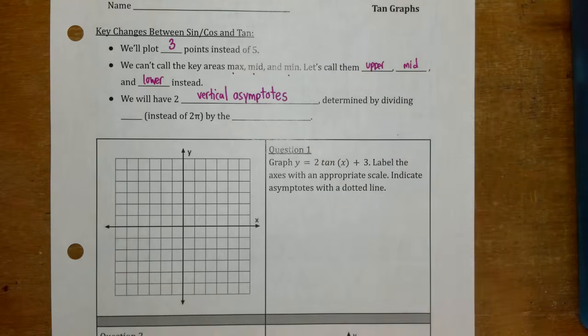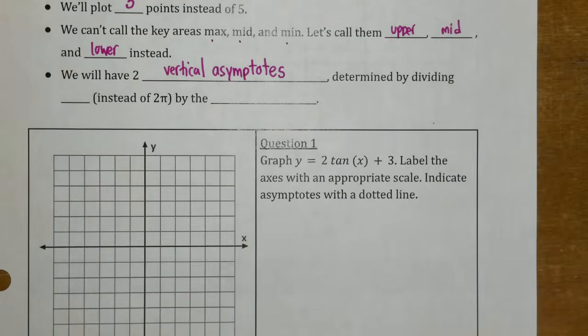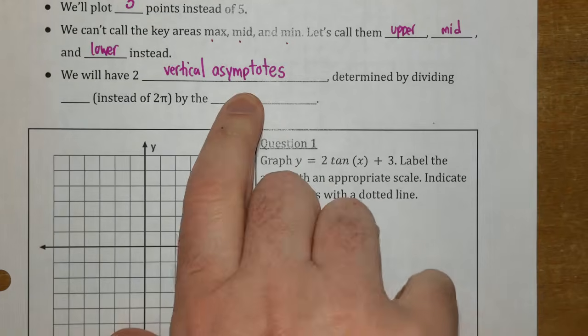Anybody want to try to guess how to say that word? Asymptotes. That's close. Anybody else want to try to guess? It's a great insult if you want to insult someone. Yeah. We will have two vertical asymptotes.